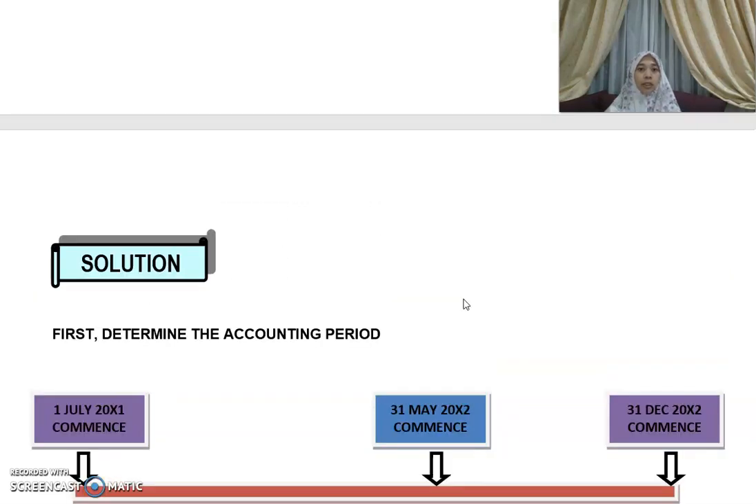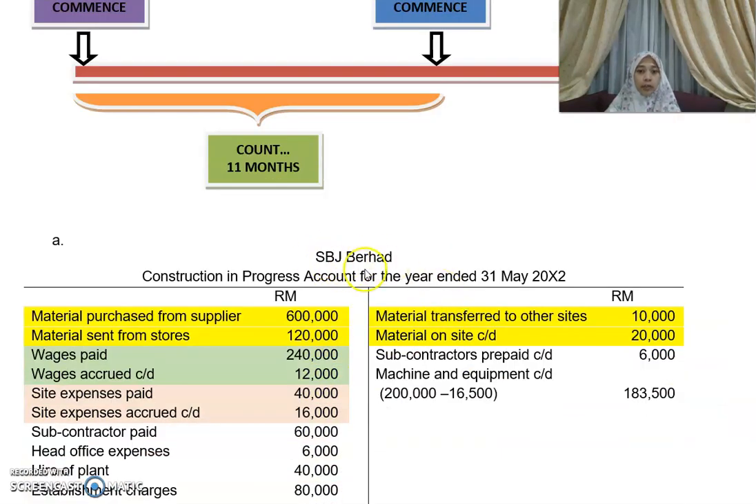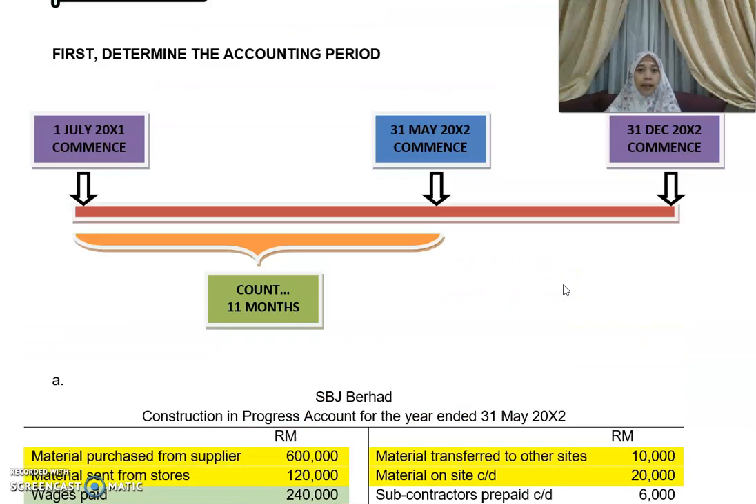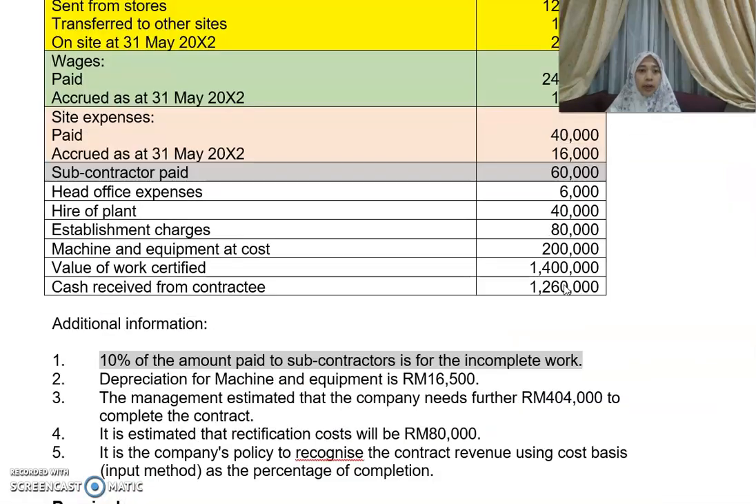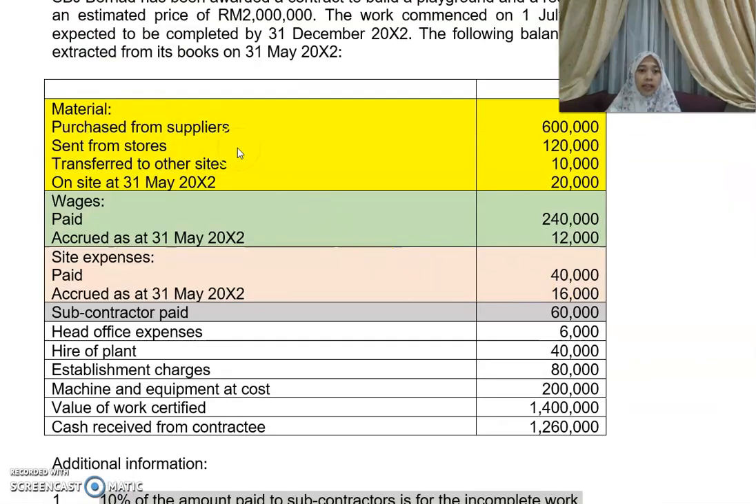So draw up the account, put in the name of the company, SPG Berhad, put in the title of your account, construction in progress account for the period ended 31st May 20x2. And then start off with the first item that you have, the one that I have highlighted in yellow here, the material. For your material, you have purchased from supplier. If you purchase from supplier, will that be on the debit or credit side of your account? Of course, it will be on the debit side of your account.